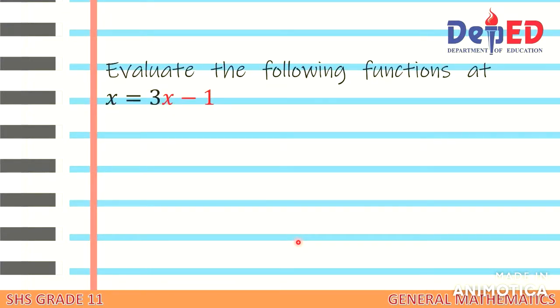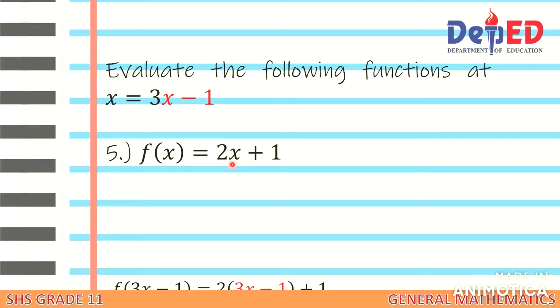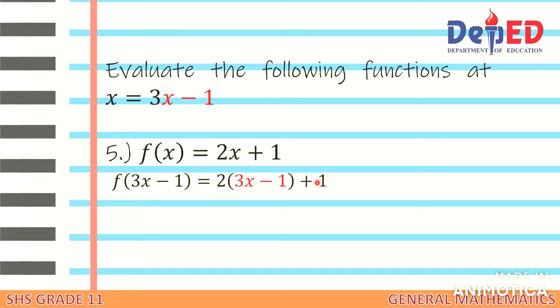Next example. So x is equal to 3x minus 1, and the equation is f of x is equal to 2x plus 1. To evaluate this equation, let's replace the value of x, which is 3x minus 1. So by rewriting this, we now have this equation. As you can see, we did not write x anymore here. Instead, we wrote 3x minus 1 here, right? So we have 2 times the quantity 3x minus 1 plus 1.